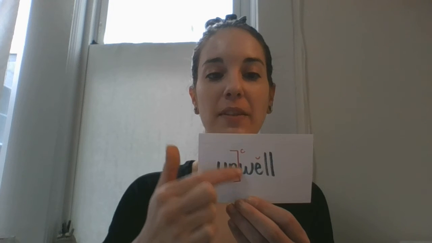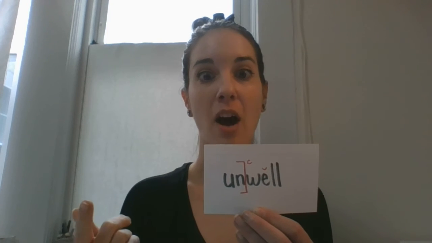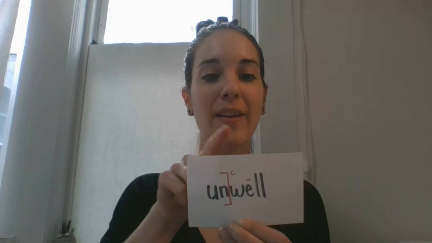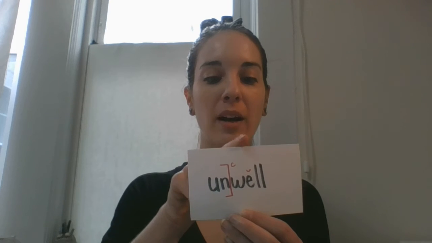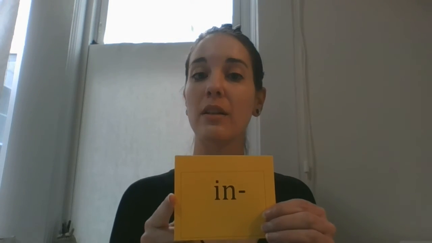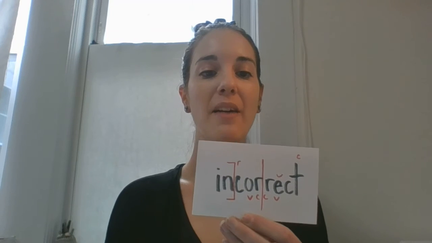We talked about the prefix un and the word well. And we came across a word that says unwell. So I can see that it's starting with a prefix that I recognize as un, which means not also. So I can make a bracket around it. That's going to be a syllable of its own. And then I can look at the rest of the word. Unwell would mean to not be well. We talked about the prefix in, which also means not. We talked about the word correct. So then we could have incorrect.